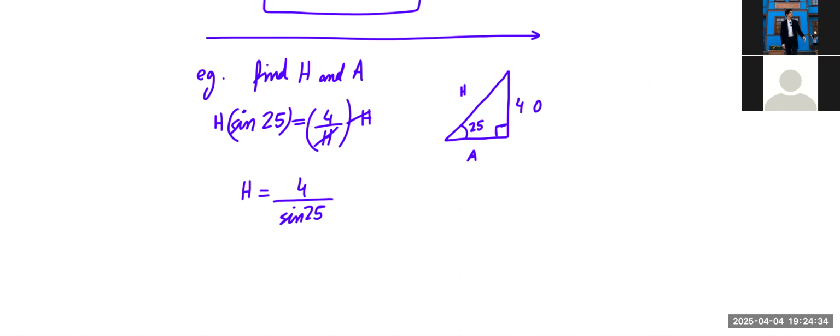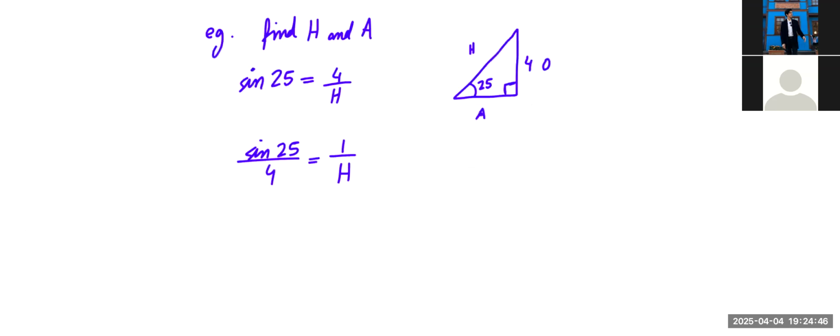Or if you want to do it your way, you were going the right direction, but you'd have one extra step. You divided both sides by 4, but then remember that what you found is 1 over H. So just take the reciprocal of your answer. Once you get the answer, just do 1 over that. So H would simply be 4 over sine 25. Just flip both sides. That's your answer.